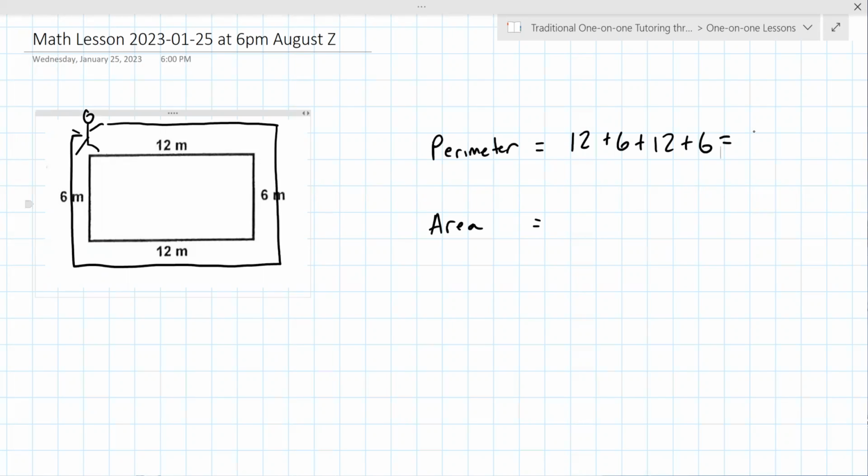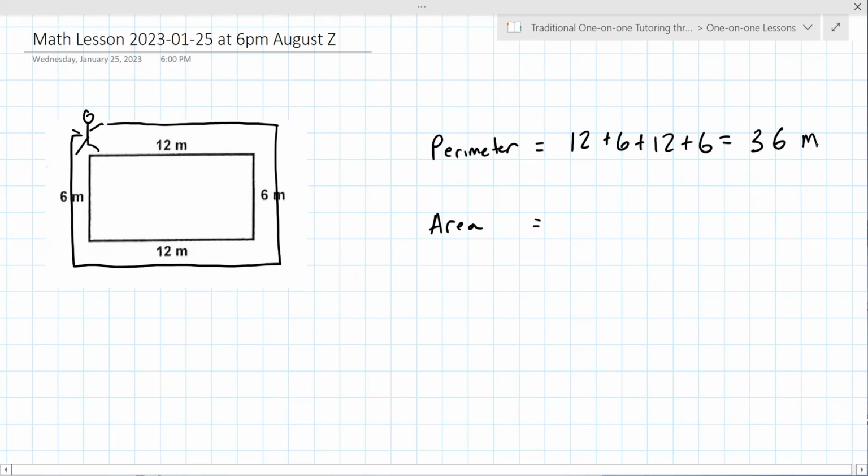Okay. So when you add them all together, you get 36, but that is not the final answer. I'm glad you paused there. So the final answer is 36 meters. The units are very important here. I sometimes struggle to explain to students why they're important, but for now, let's just go with that. They definitely are important, because your answer without units, we have no idea what you're referring to.